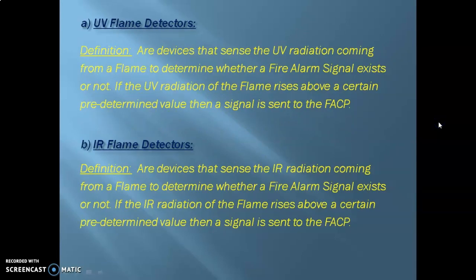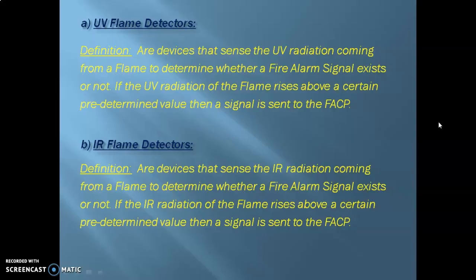All right, so let's start off with the UV type of flame detectors. These detect the UV radiation coming from the flames and compare it with the preset value that is already within the flame detector itself, in order to determine whether a fire alarm condition exists or not. If a fire alarm condition exists, then the signal is sent to the FACP after confirmation.